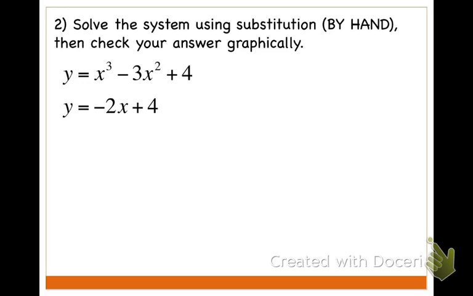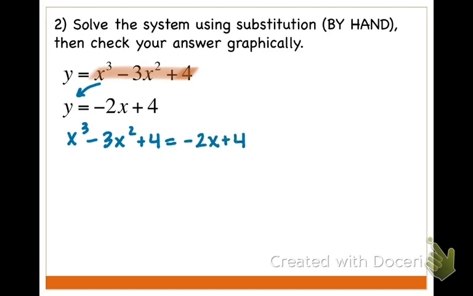The nice thing about this one is it's already solved for y, so I don't have to do any solving before I can go straight to my substitution. So I can take this entire first equation and plug that in for the y down below, and I get x cubed minus 3x squared plus 4 equals minus 2x plus 4. And I want to solve this for x.